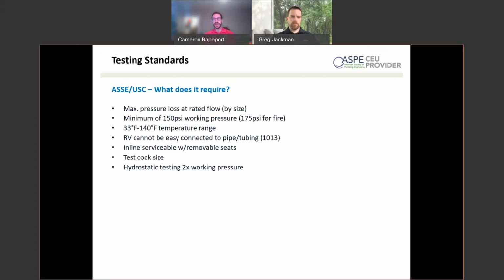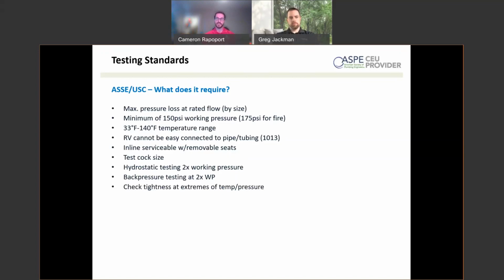You do have to do a hydrostatic test to 2 times that working pressure. So it's going to be tested with all the components inside to at least 350 PSI. That also includes back pressure testing. So those individual check valves will have 350 PSI back pressure applied to them, and they have to stand up to that. They have to work afterwards, and they have to not leak.